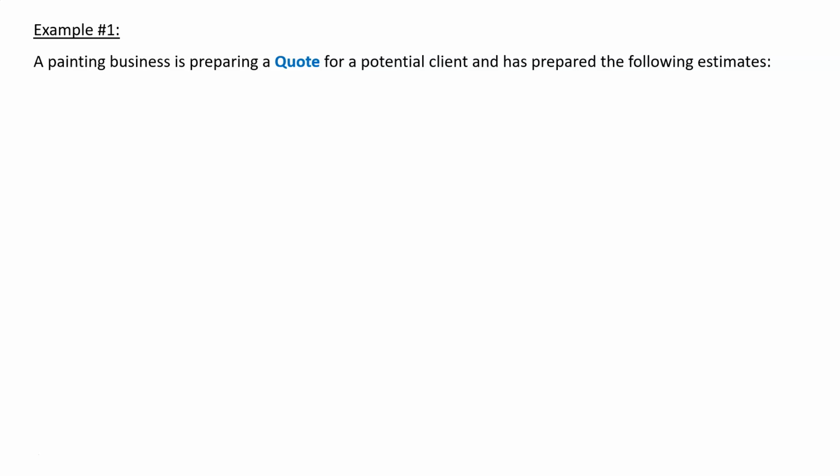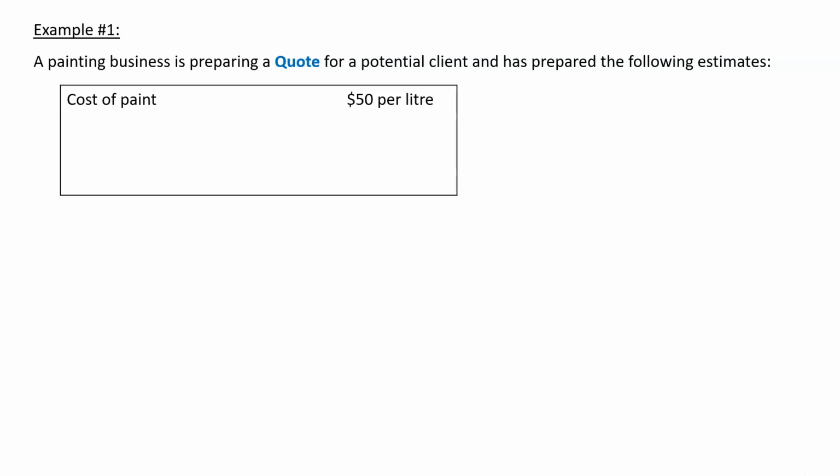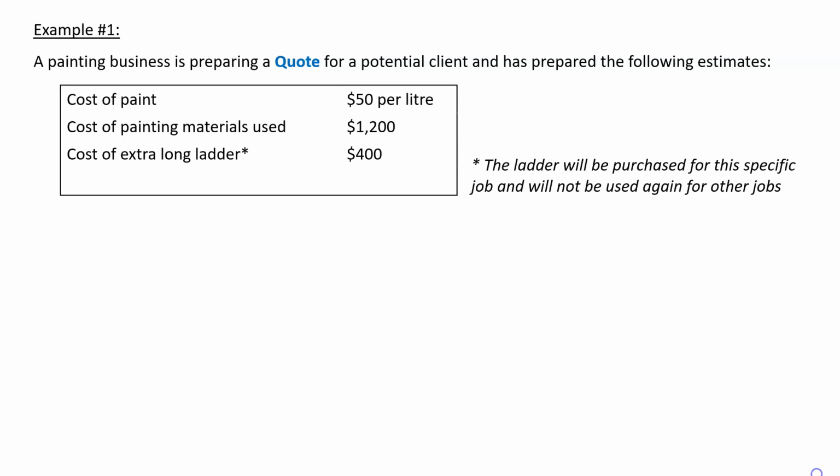So this one is a painting business preparing a quote for a potential client, and we've prepared the following estimates. The cost of paint will be $50 per litre. The cost of the painting materials used, so paint brushes and trays and stuff, will add up to $1,200. They're going to have to buy an extra long ladder, so this job must be up very high and must be bigger than any ladder that the business currently has. So we're going to buy a new one for $400.